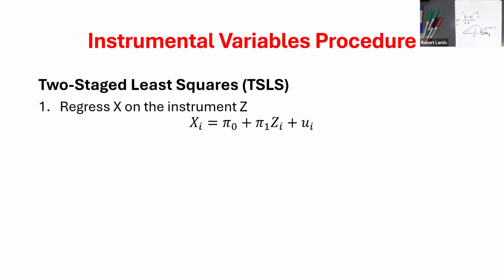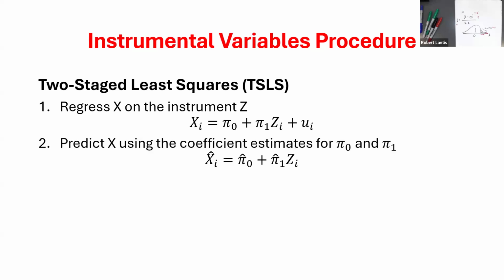If those conditions are met, we'll then run this regression where I'm looking at my x variable now. I'm going to make it the dependent variable, and I'm going to try to predict it using my instrument z. So I'm going to run that regression. I can then use those coefficient estimates to make the predicted values for x.